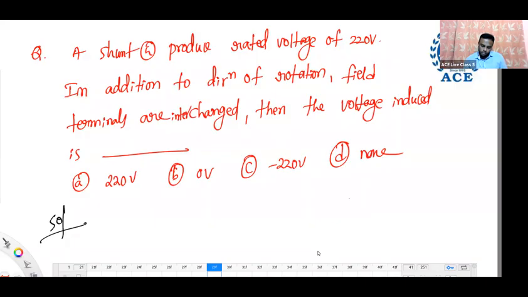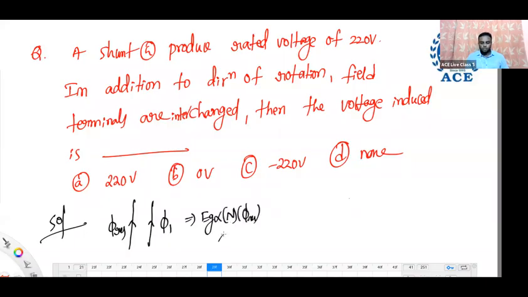Zero, because field terminals are interchanged. Okay, see this. Again, what is the first reference? This is residual flux in the upward direction, phi 1 also in the upward direction. Then EMF is positive, with direction of rotation clockwise. Residual flux upward is assumed positive, and EMF is 220 here. This is our reference.